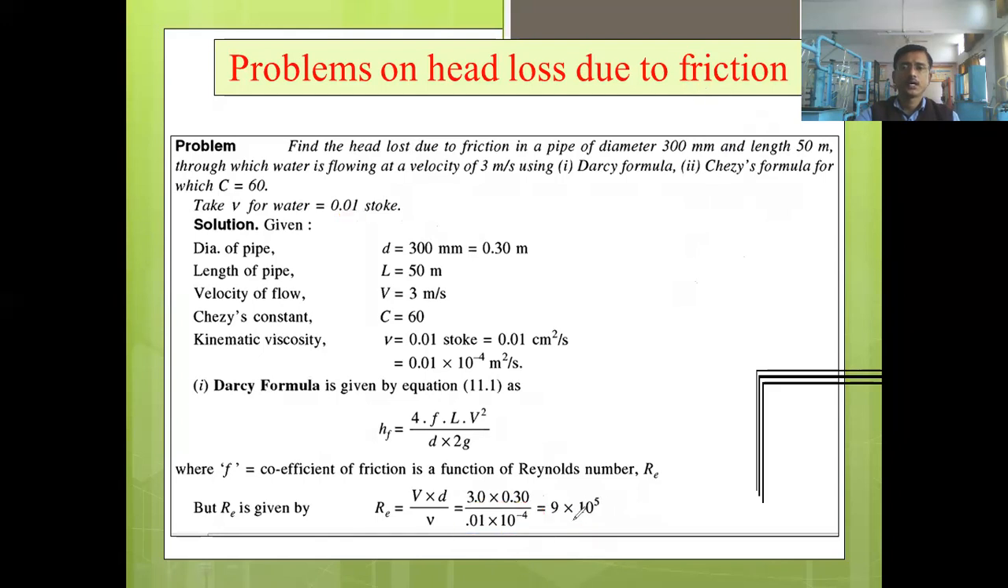Okay. RE ची व्हॅल्यू किती आली? 9 into 10 to the power 5 is the value of Reynolds number. Now from this value you will get idea whether the flow is laminar flow or turbulent flow. What kind of flow it is? कोण सांगेल? लॅमिनर फ्लो आहे का टर्बुलंट फ्लो आहे?